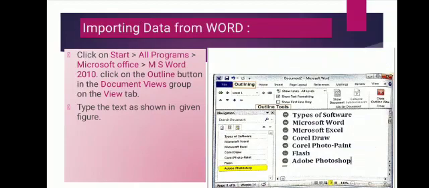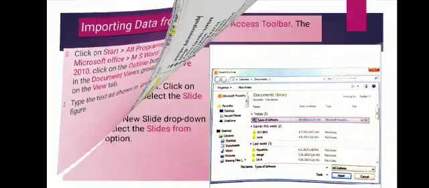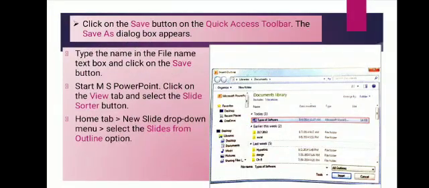Now after completing, click on the Save button on the Quick Access toolbar. The Save As dialog box will appear. Type the name, types of software, in the file text box. In the file text box for saving, you will save with the types of software name and then click on the Save button. Now after saving it in MS Word, exit the MS Word and start PowerPoint.